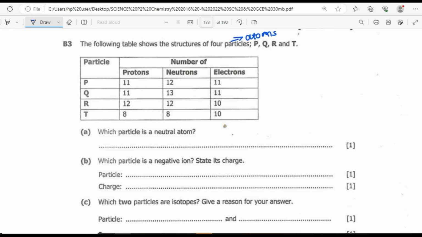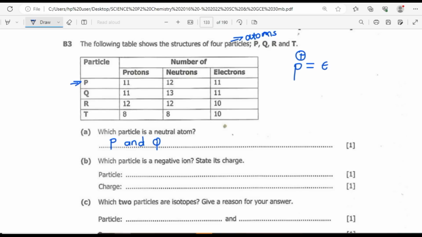So the first row we have particles. The second one here we have protons, neutrons, electrons. So which particle is a neutral atom? Remember, for a particle to be neutral, the number of protons, which are positively charged, must be equal to the number of electrons. So look at the P. P has 11 protons and 11 electrons. So P is neutral. What else? Q has 11 protons and 11 electrons. So P and Q, these two are neutral.